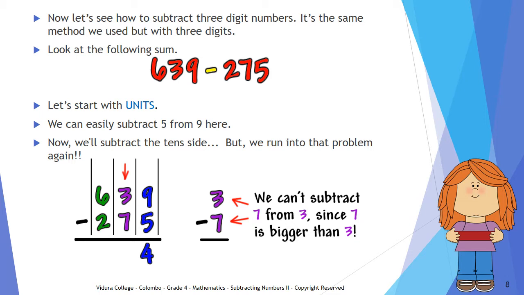Look at the following sum. 639 minus 275. Let's start with the units. We can easily subtract 5 from 9 here. Now we will subtract the 10th side. But we run into that problem again, isn't it? We can't subtract 7 from 3, since 7 is bigger than 3. So what can we do?